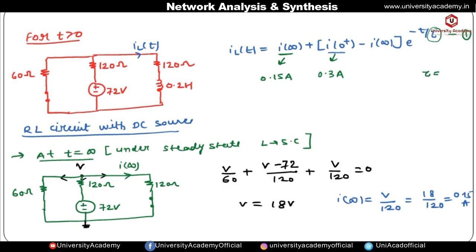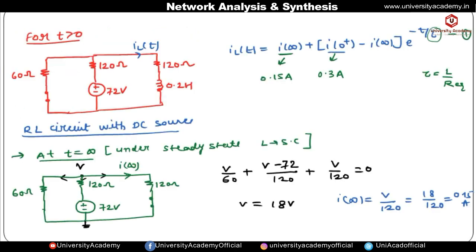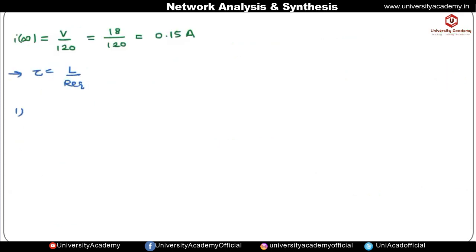For the RL circuit, time constant is given by L by R. This is consisting of multiple resistances, so you have to find out R equivalent. So let us find out the time constant, which is given by L by R equivalent. Here there is a single inductor, and the value of the inductor is 0.2 Henry. So this is given by 0.2. We have to calculate R equivalent. To calculate R equivalent, we have to deactivate the circuit, and we have to calculate R equivalent across the inductor terminal.